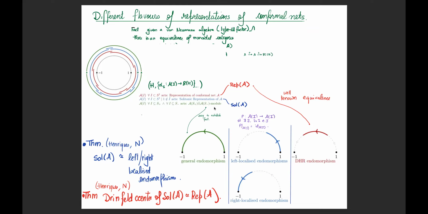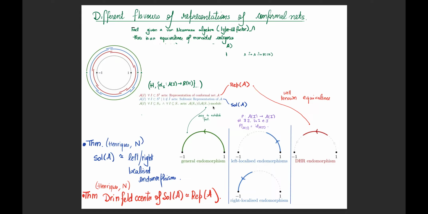If I have a Hilbert space with actions of all algebras that are associated to intervals on a circle, which are all intervals that look like red on this image, this is called a representation of a conformal net. You have to ensure that the actions restrict well, so the isotony property of algebras restricting also applies to their representations restricting. And this category is well known to be equivalent to the category of DHR endomorphisms.